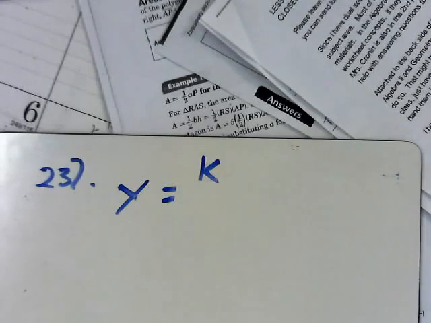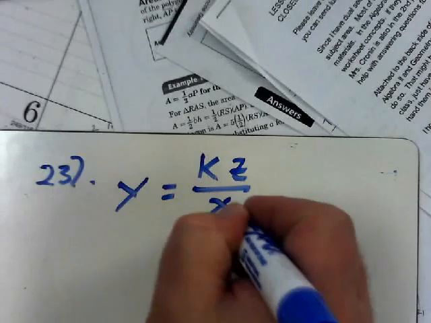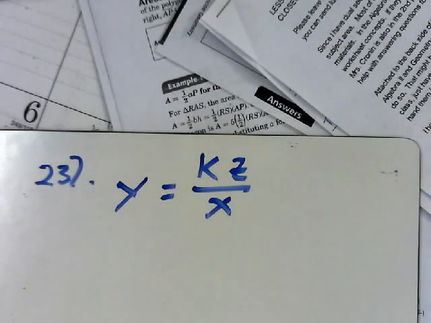Okay, 23. If y varies directly as z and inversely as x. So I'm going to compare three things, right? Y varies. Where's my k always at? It's always in the numerator, isn't it? If it varies directly as z, directly means that it's going to be in the numerator, so the z comes up here. Inversely as x, in the denominator. So now I've set up my function for this problem.